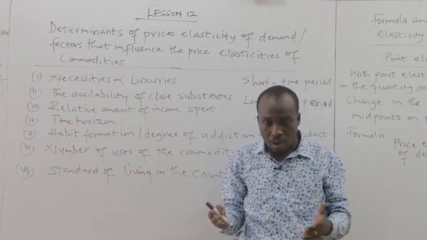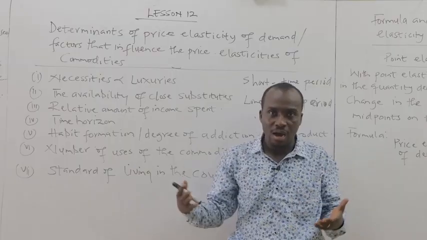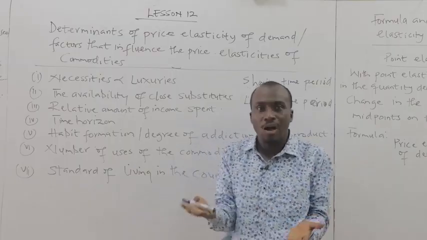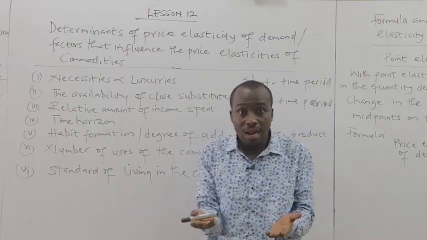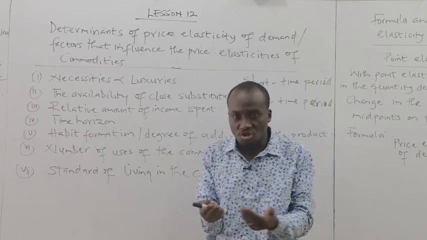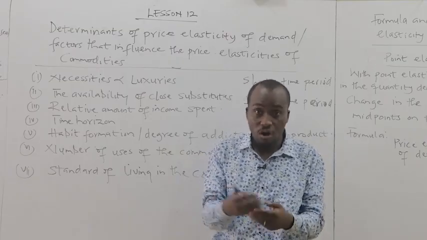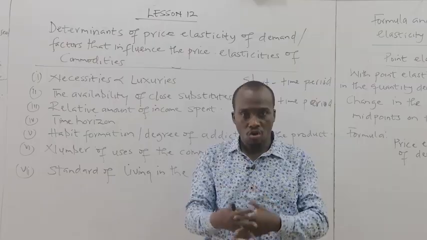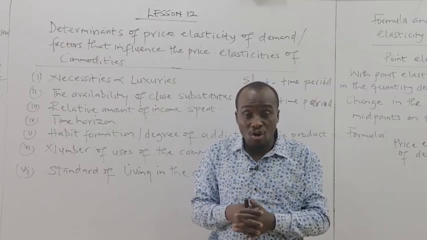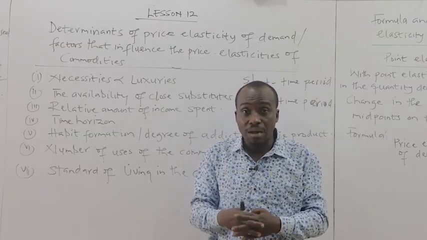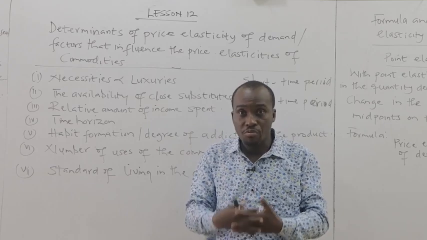The price has gone up, but I've not discovered any other place in Accra where I can get the same product at a lower price, right? So what happens is that in a short run, within 1 or 2 weeks, I'll keep on buying the product because I don't have any option. In that case, your demand becomes inelastic in a short period.